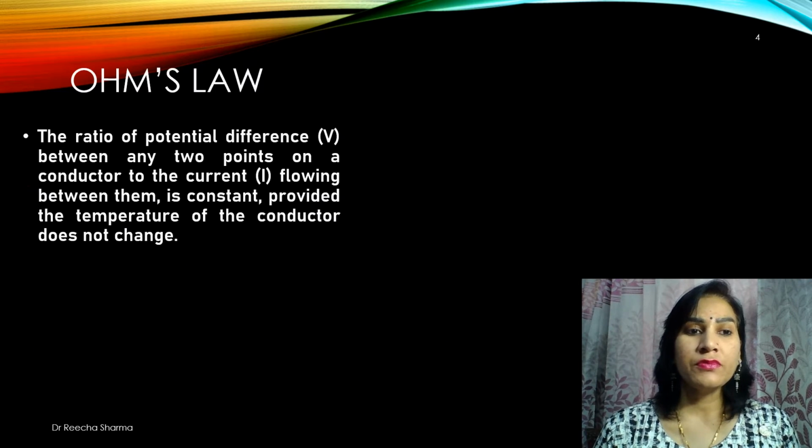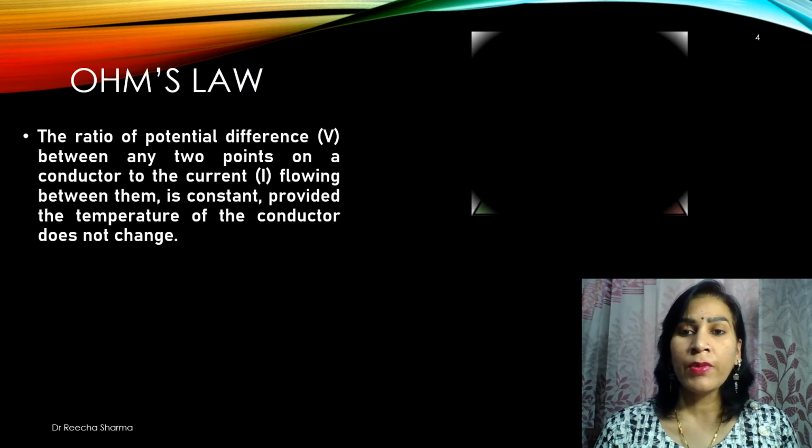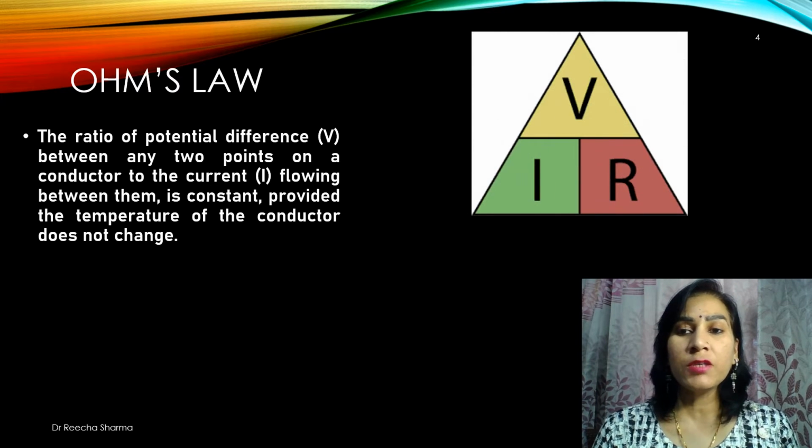Ohm's law. The ratio of potential difference V between any 2 points on a conductor to the current I flowing between them is constant, provided the temperature of the conductor does not change. Means V upon I is equal to R. This shows the relationship between voltage, current and resistance. V upon I is equal to R.